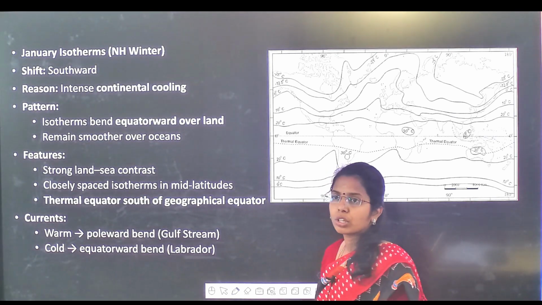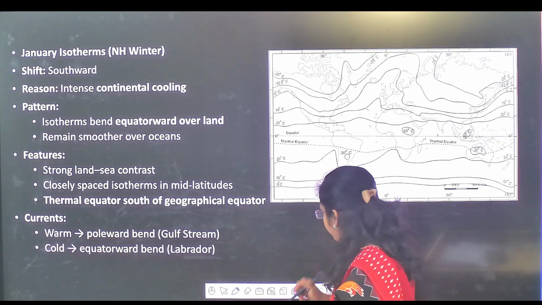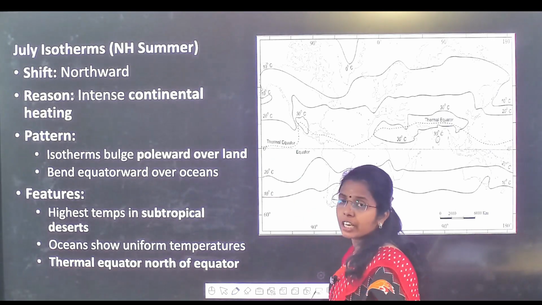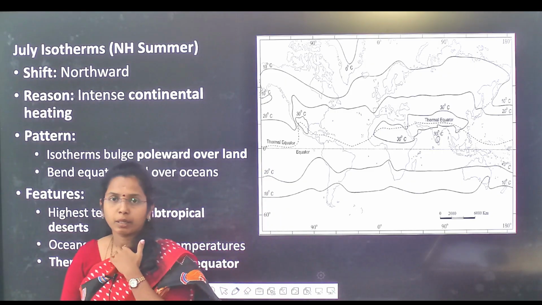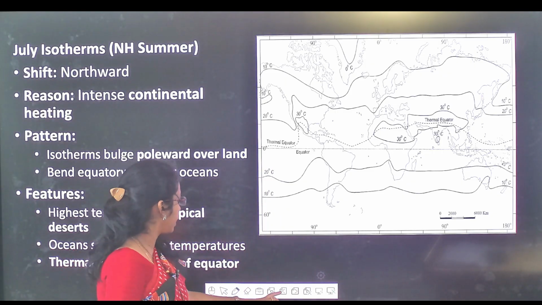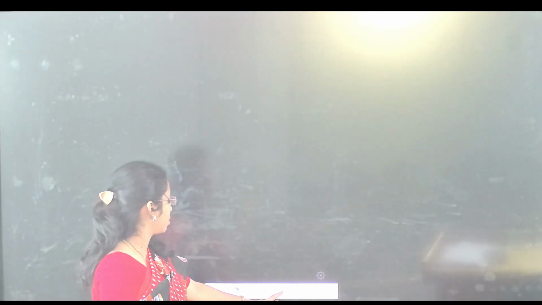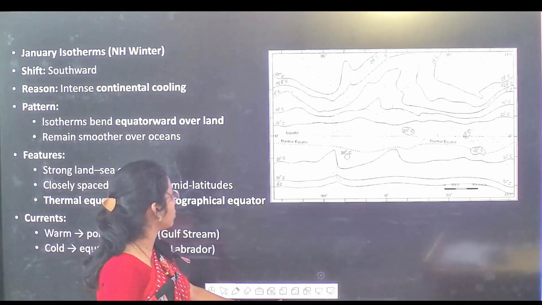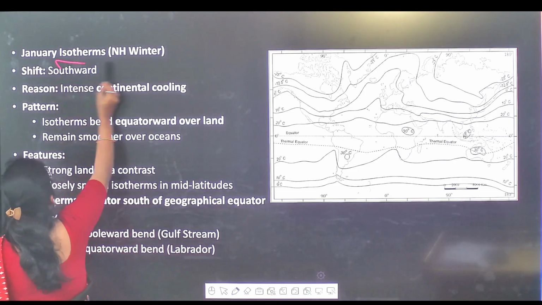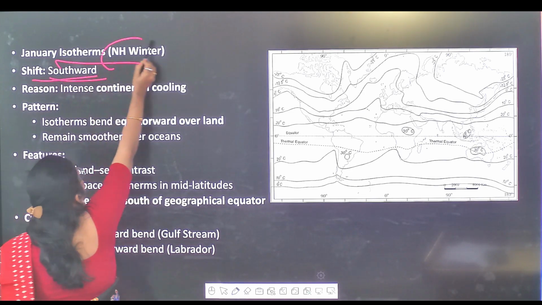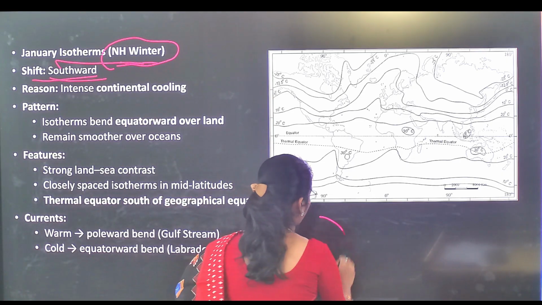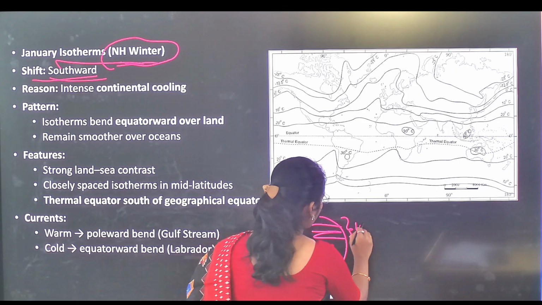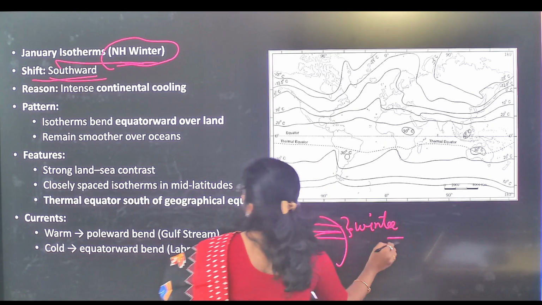January and July isotherms are very important because at that time you will see summer and winter, the major temperature difference. Now January isotherms shift southward. In the northern hemisphere, what will you see? Winter. In the northern hemisphere you will see winter in January.